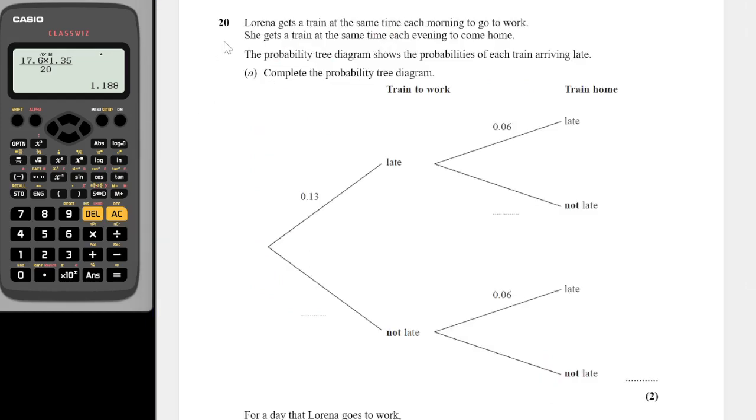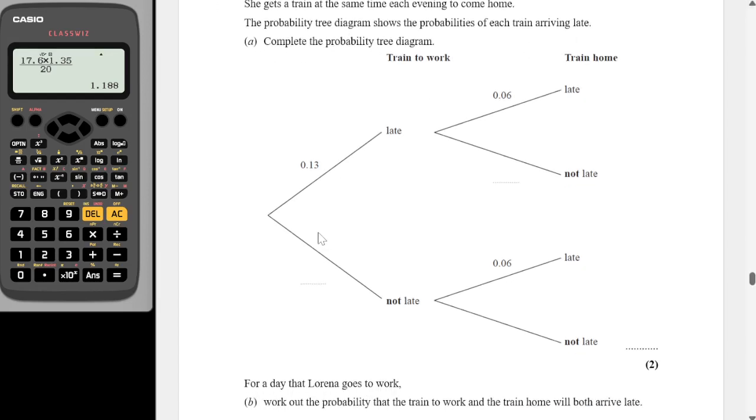Okay, question 20. Lorena gets a train at the same time each morning to go to work. She gets a train at the same time each evening to come home. The probability tree diagram shows the probability of each train arriving late. Complete the probability tree diagram.